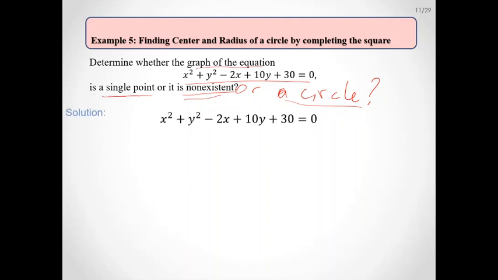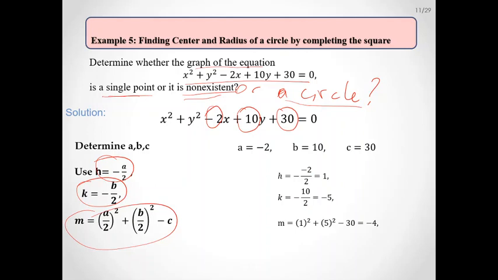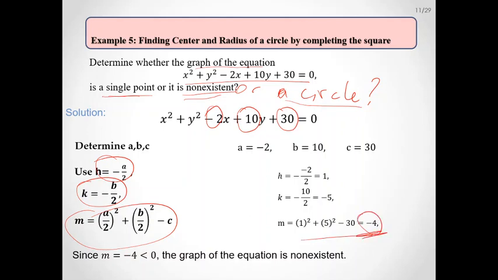So first, you do step 1, what are a, b, c? Then you find a is this, b is this, and c is this. And then use h equal to -a over 2, k is equal to -b over 2, m is equal to this. Then you substitute them, you find m. So m is here, it turns out to be -4. -4 is less than 0, so the graph of the equation doesn't exist. So it's non-existent. You will say it doesn't exist.